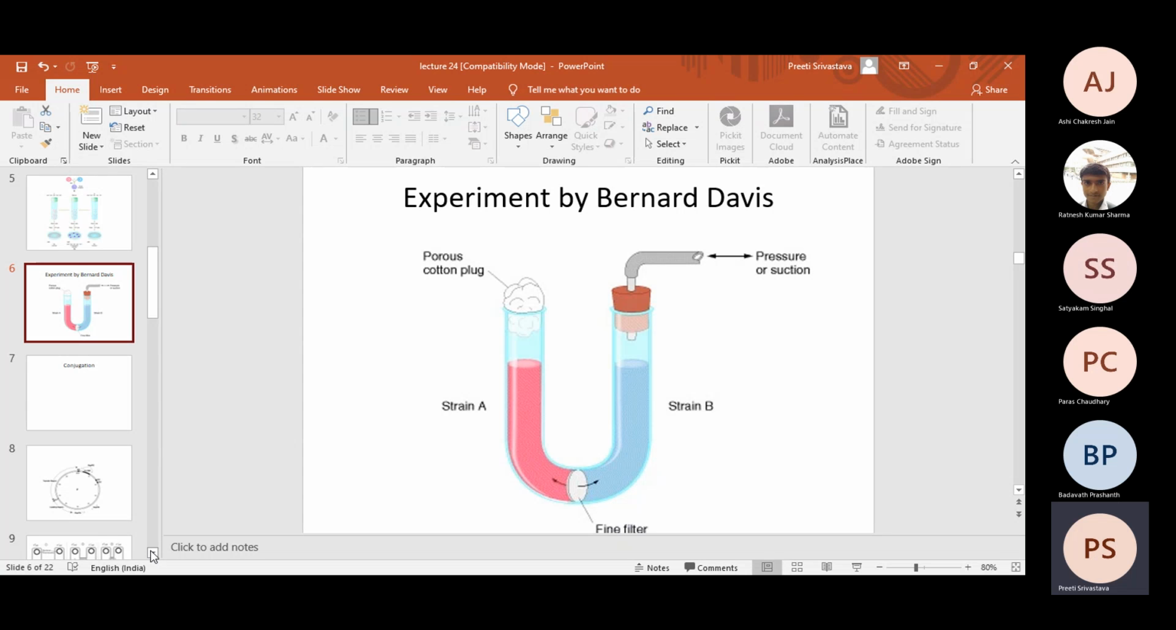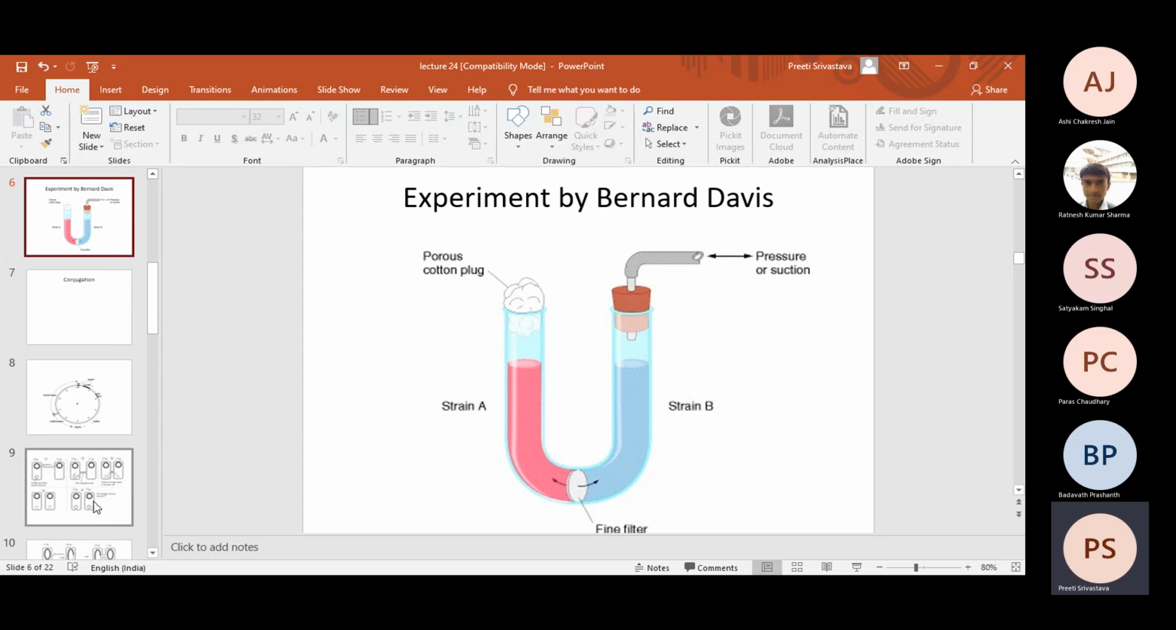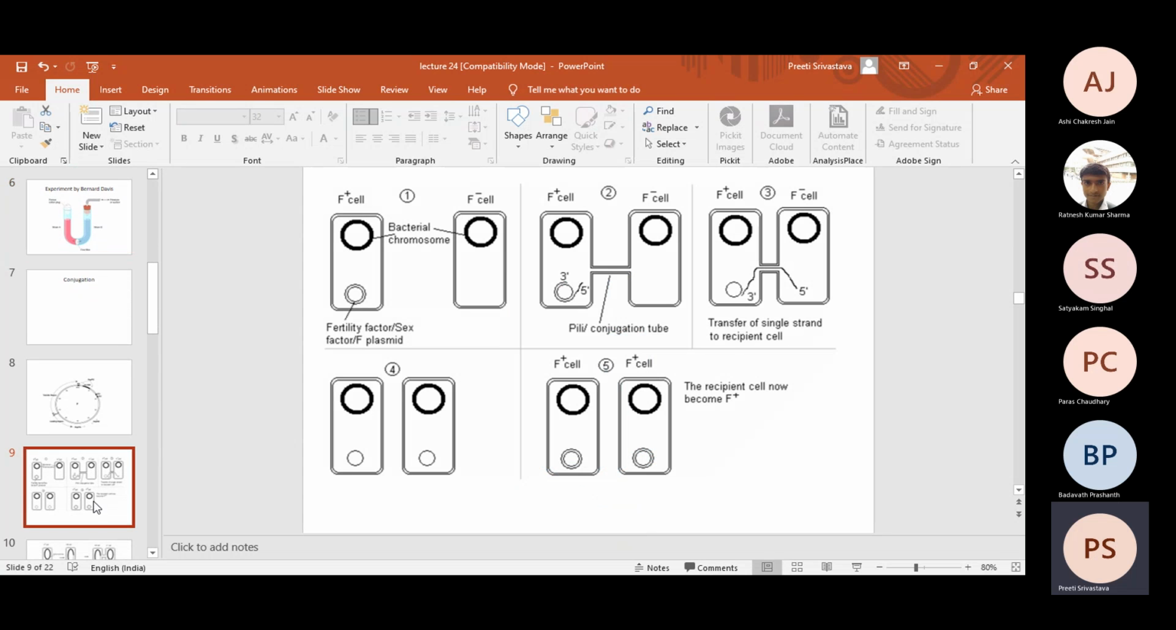Then what else have you studied? I think you have studied this type of conjugation from F plus to F minus. Yes, ma'am. We studied the fertility plasmid and we studied HFR also, where it is integrated inside the chromosome. So let's go over this one by one, maybe starting with this one.